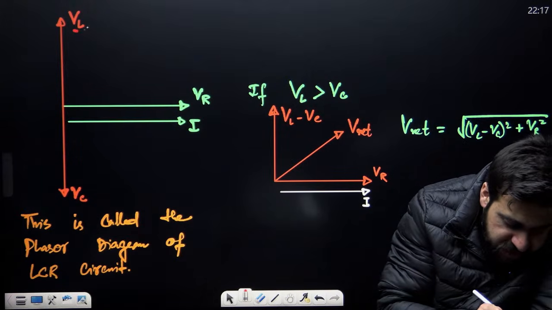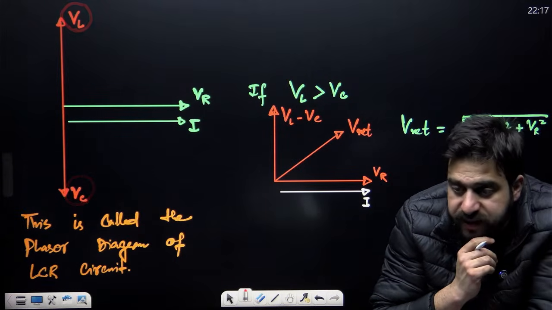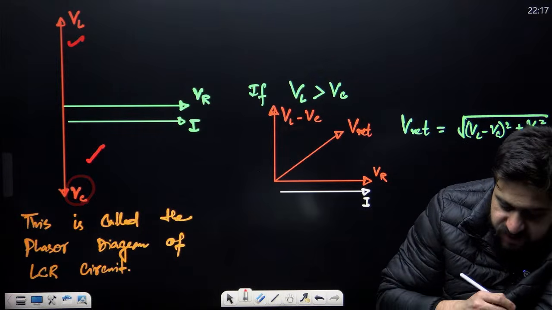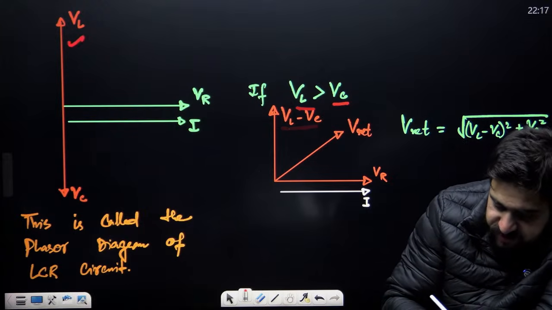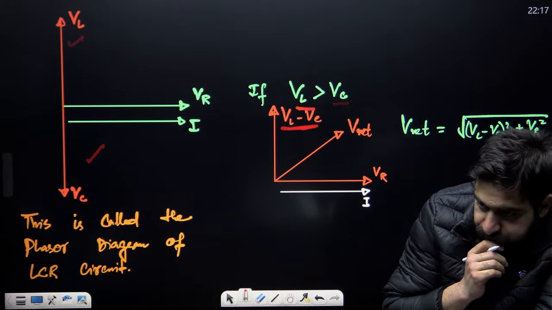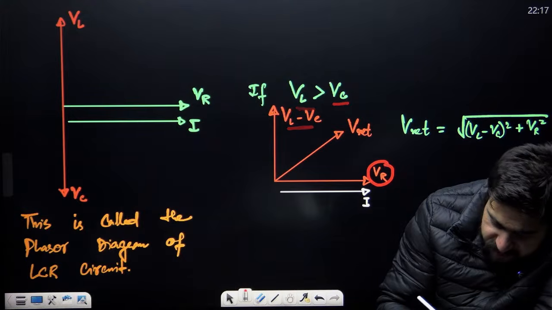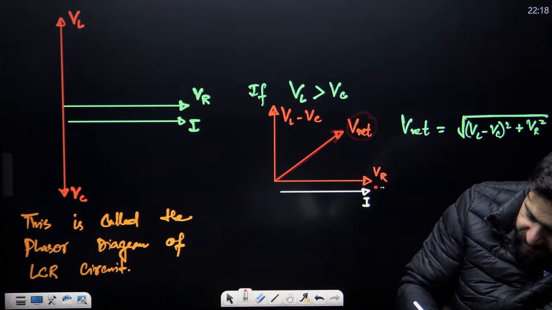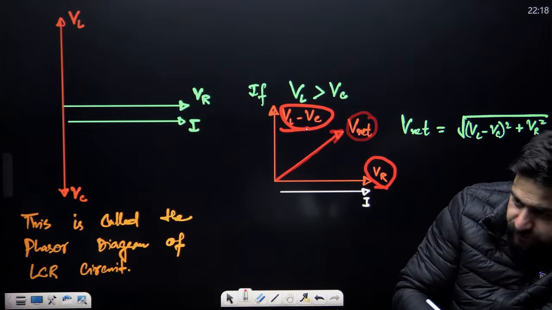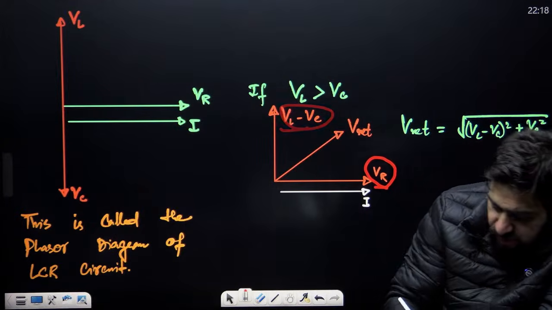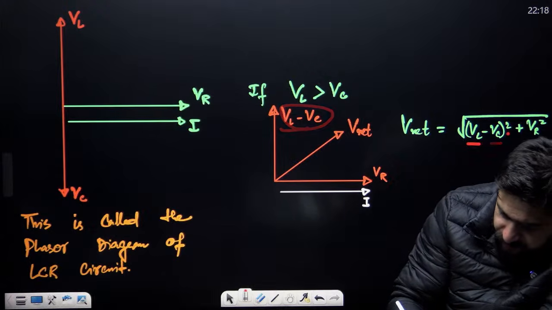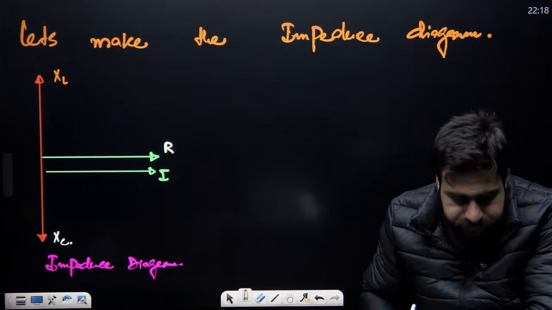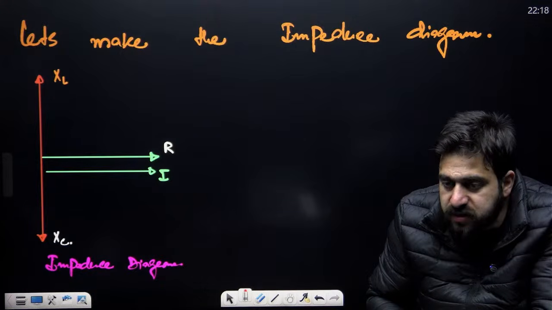Now, let's suppose by any chance, if VL becomes greater than VC, then the resultant will be VL minus VC. If VL is greater than VC, the resultant will be VL minus VC. And this is VR. In this particular case, this will be V net. Now, V net will be what? Under root of this square plus this square. You can do the vector sum over here. Under root of VL minus VC whole square plus VR square. This will be the net voltage in this case.